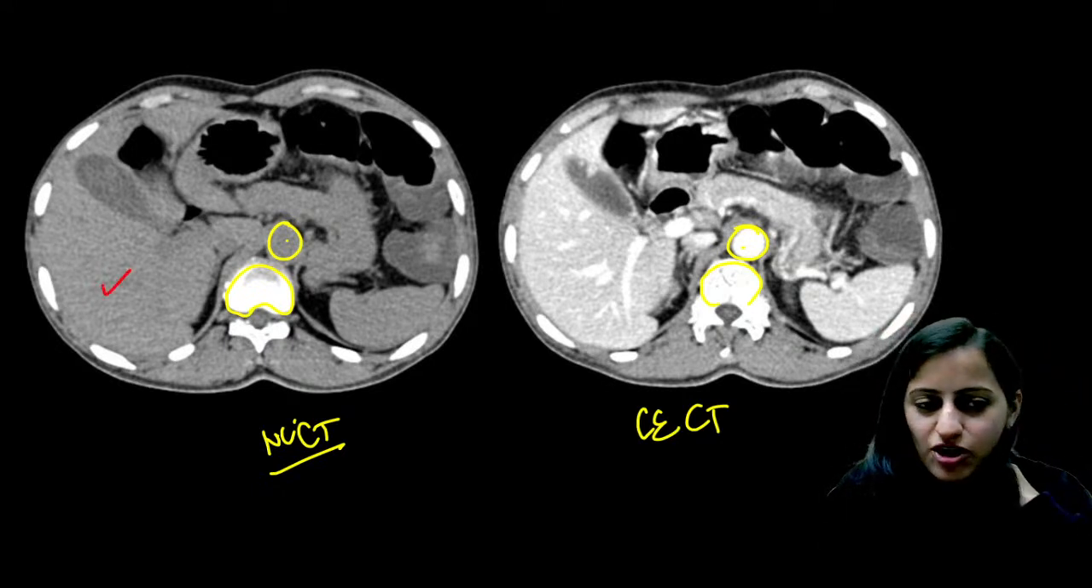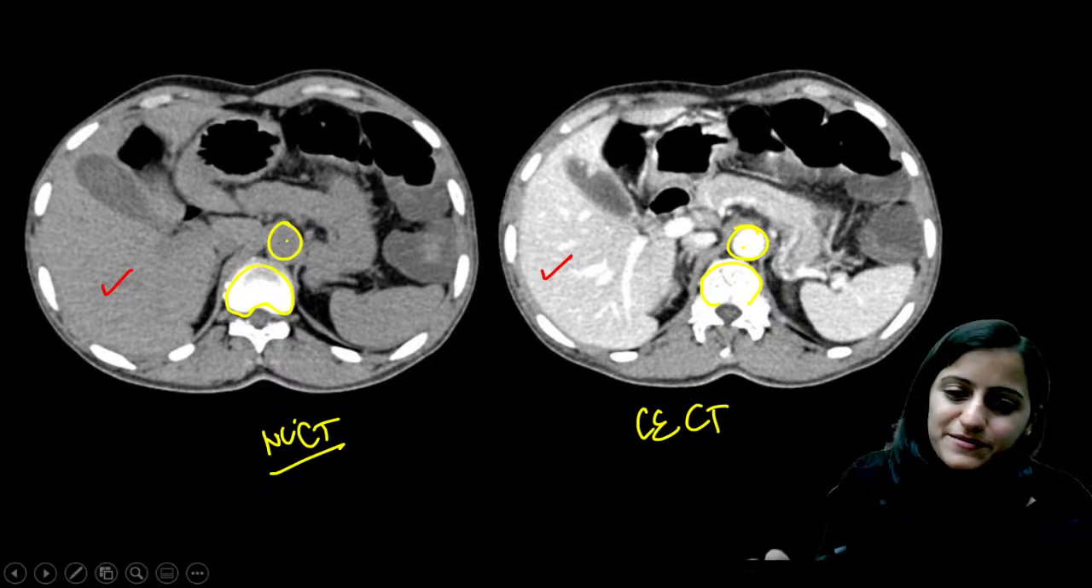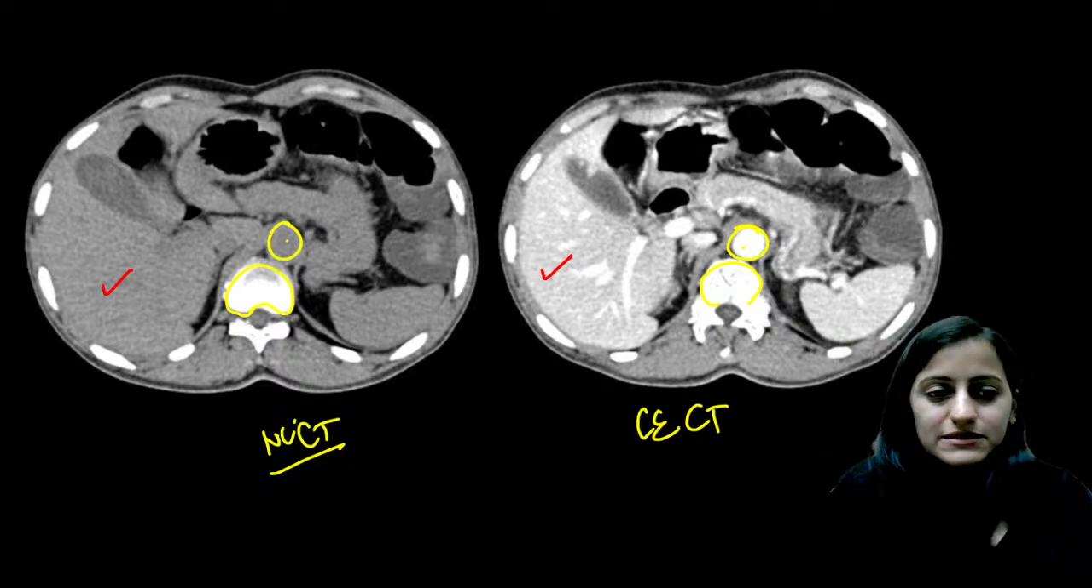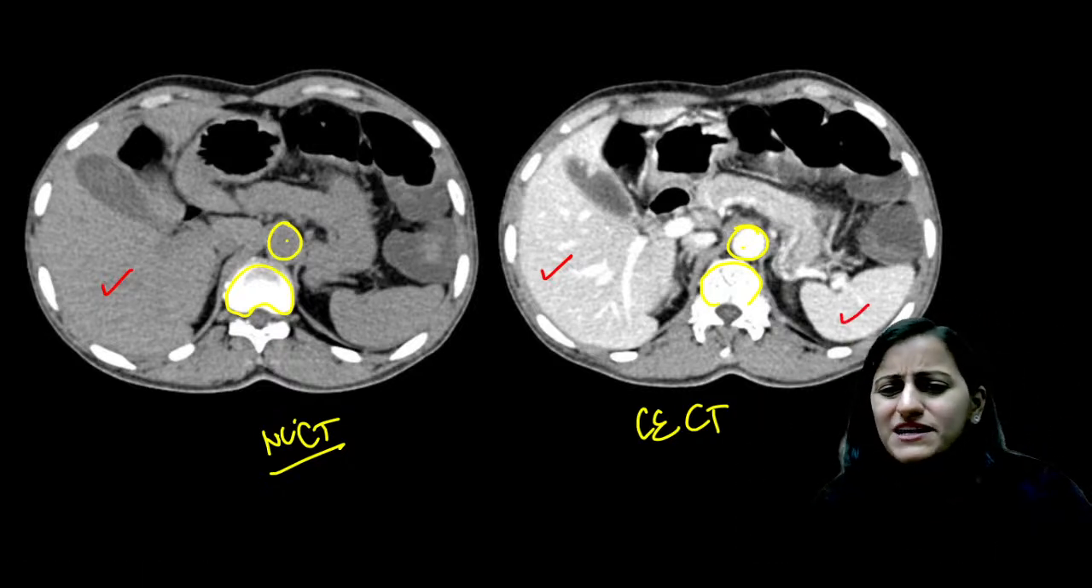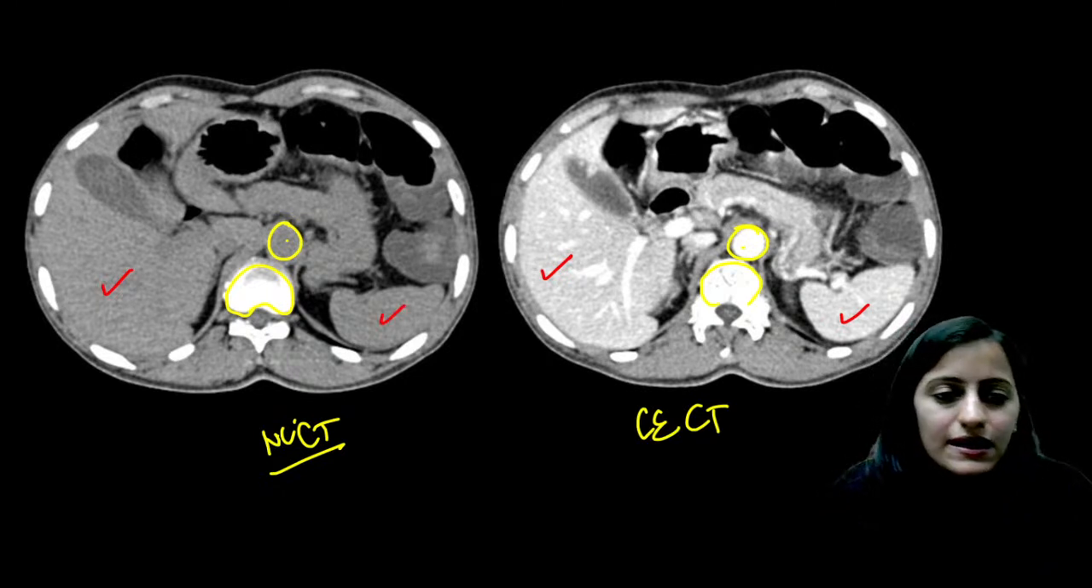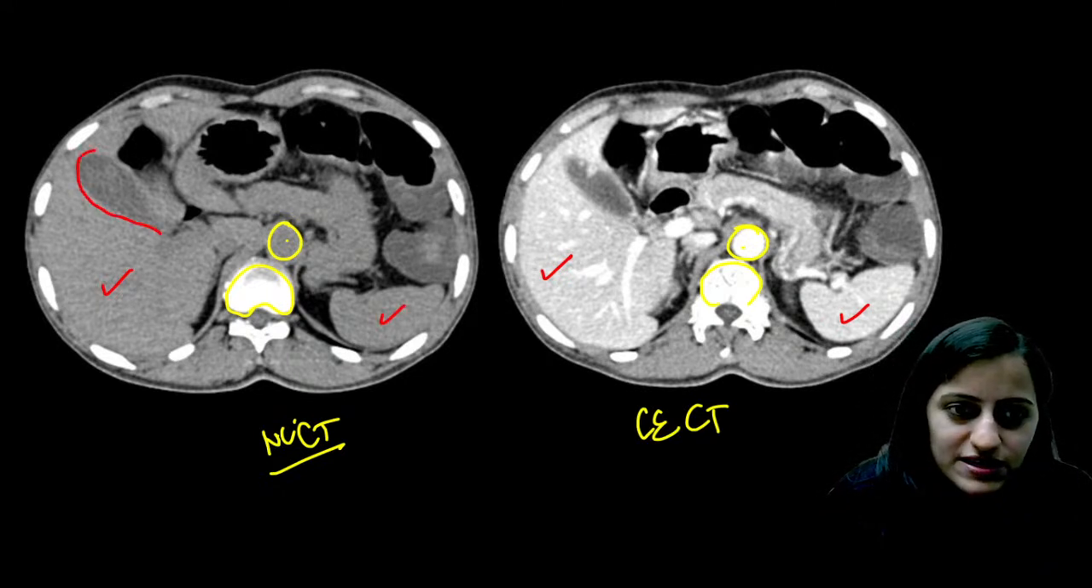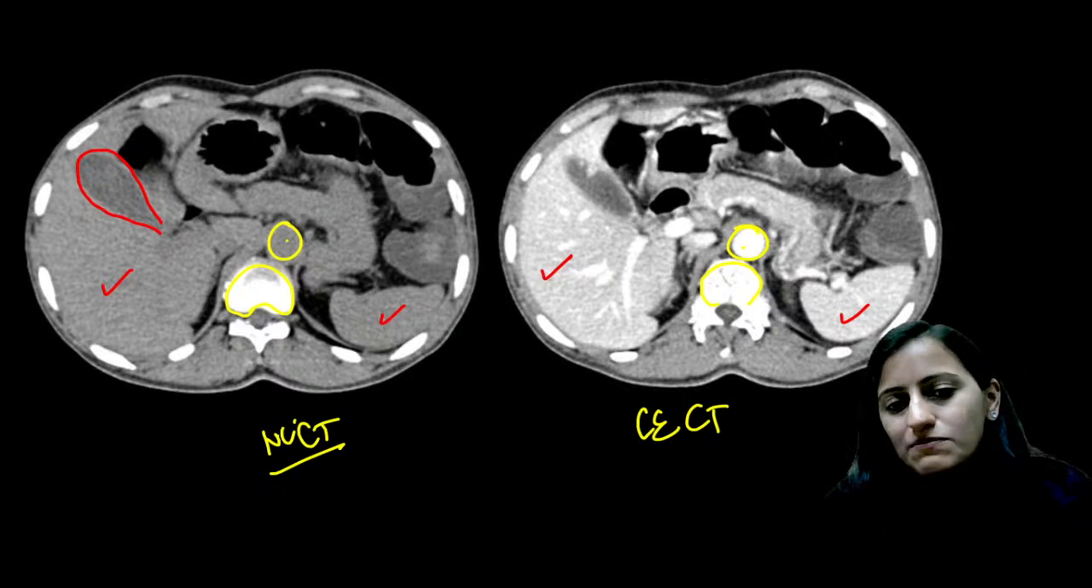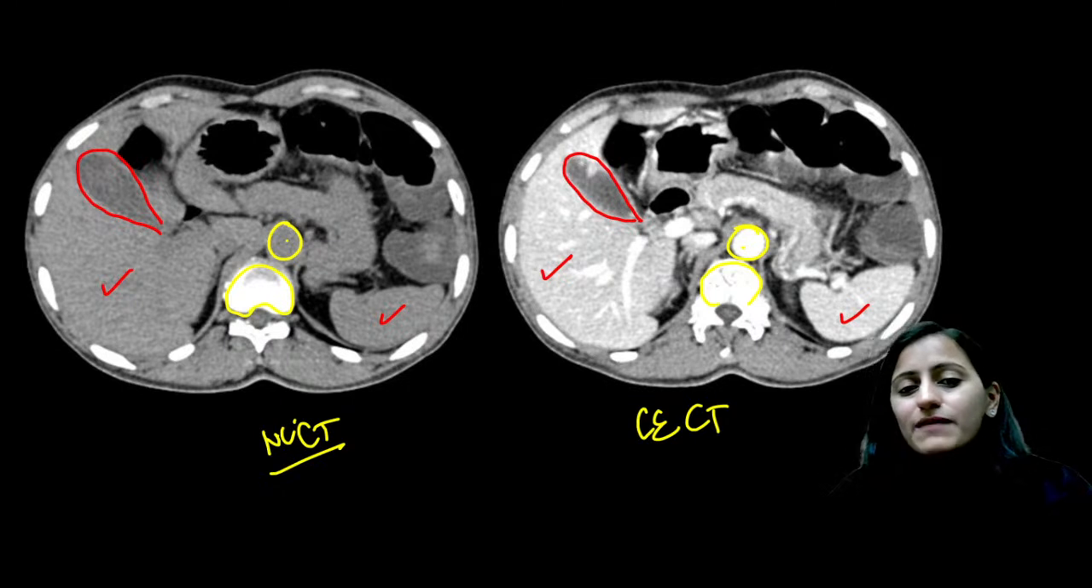देखो ये लिवर नॉन कॉन्ट्रास्ट में है, ये लिवर कॉन्ट्रास्ट में, it's uniformly the same, it is normal, the liver is normal, even the spleen is taking up the contrast, right? Look at this structure. What do you think is this structure here? This is gallbladder located here. Fluid density gray color, that is the gallbladder. Can you appreciate the difference in between the two?